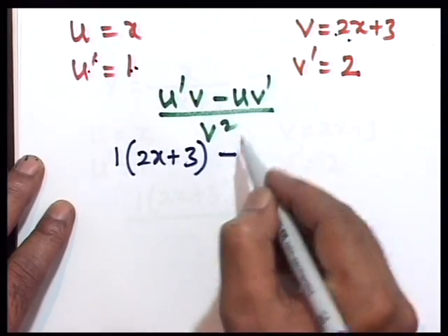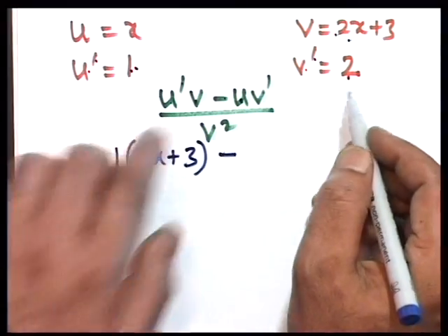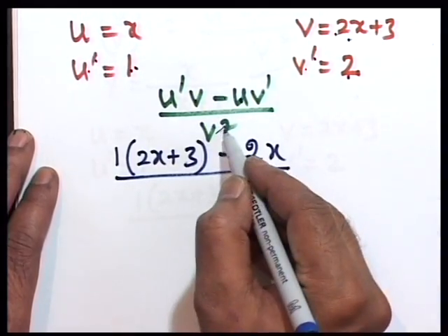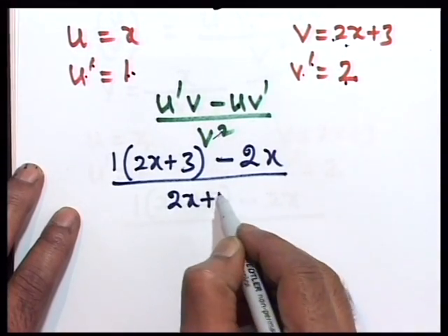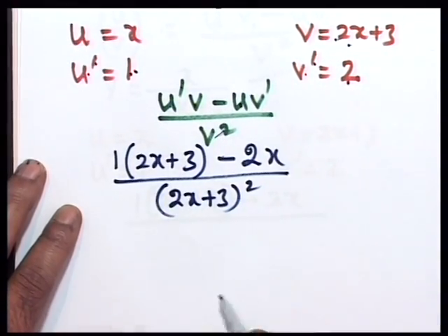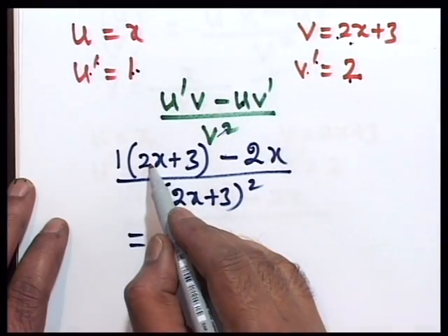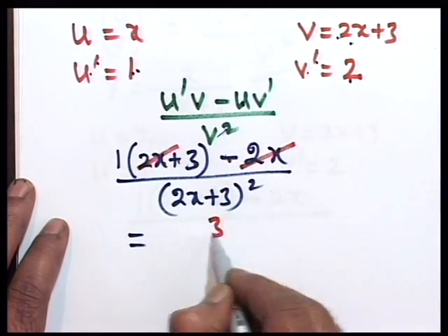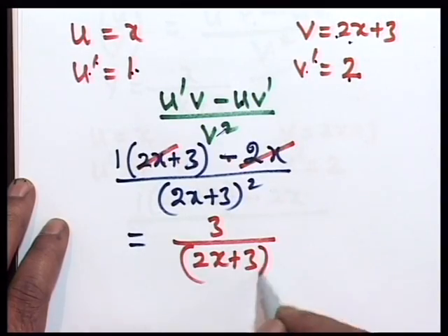And minus u is a x, v dash is a 2. So u v dash is nothing but 2x divided by v square, which is 2x plus 3 whole square. Now the numerator we need to simplify a little bit more. 2x plus 3 minus 2x, the 2x's cancel out. You are left with 3 divided by 2x plus 3 and a whole square.